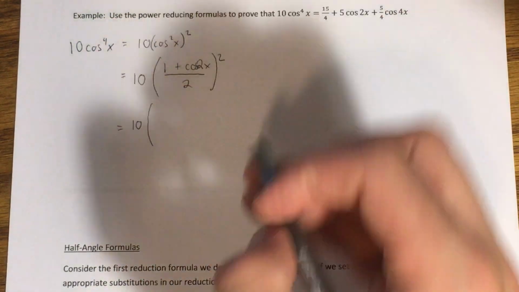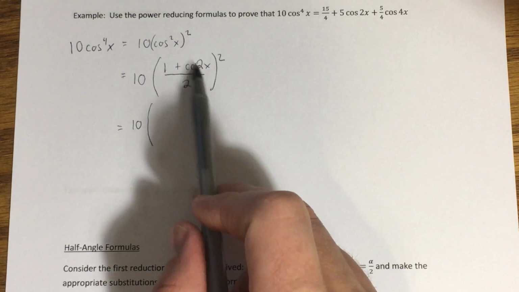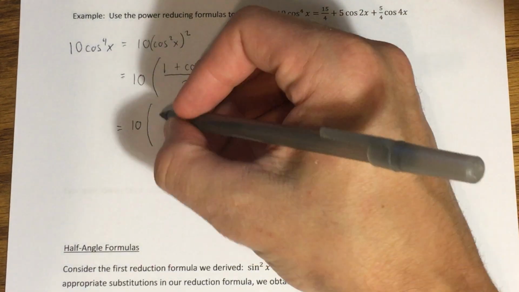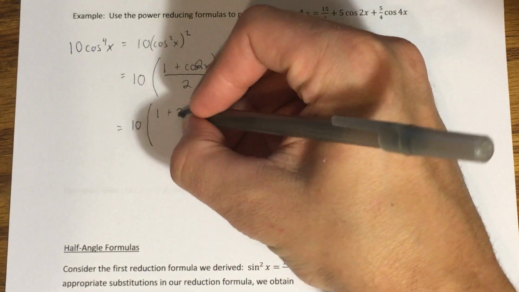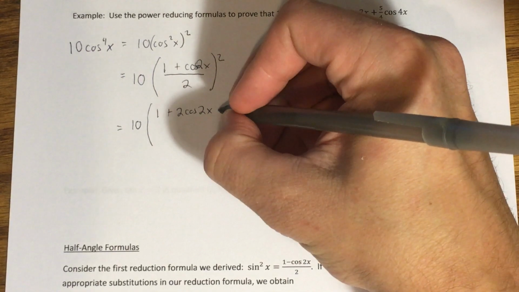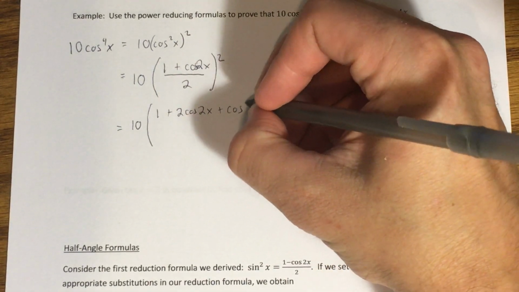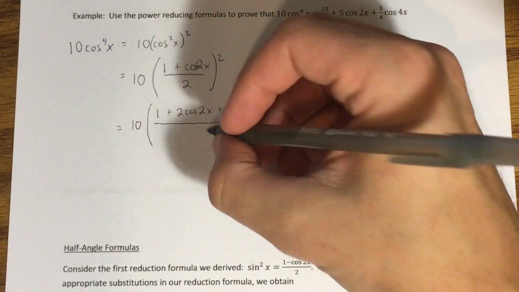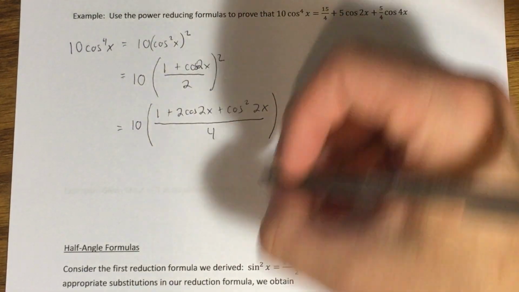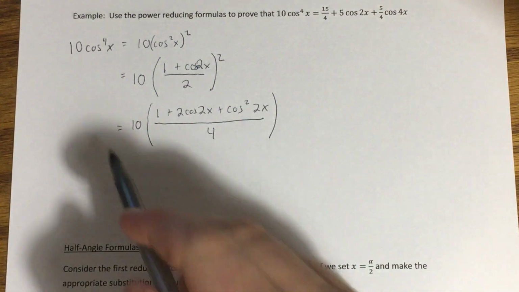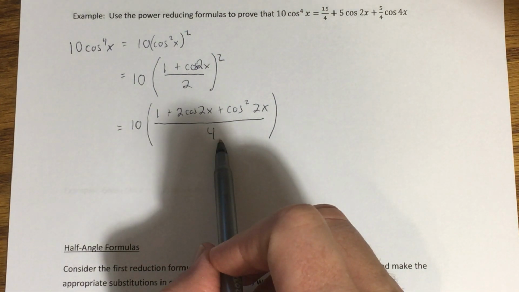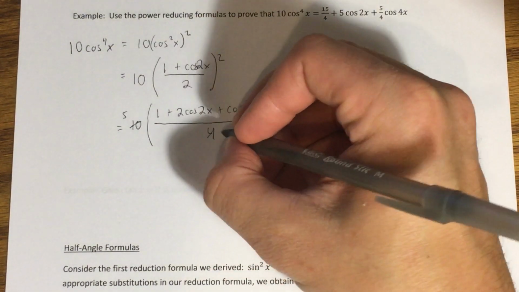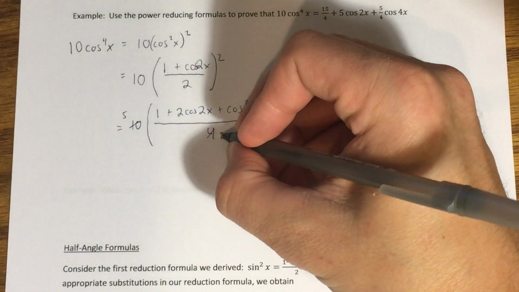10 times... Now you have to be careful because you're squaring a binomial here. It's not just 1 squared plus cosine squared of 2x. You have to actually FOIL that out. It becomes 1 plus 2 cosine of 2x plus cosine squared of 2x, all over 4. Okay? Now notice here, there's a little bit of simplification that can happen. So the 10 and the 4, I can divide each of those by 2. That becomes a 5. That becomes a 2.